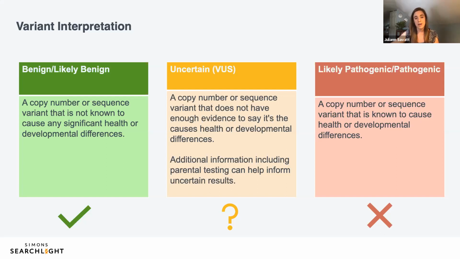Other times we can recommend or offer things like parental testing to help inform uncertain results. If parental testing, or testing mom and dad, wasn't done as part of initial testing, this can help clarify things in some cases. Understanding if the variant was inherited from a parent or if it's new and unique to the child can help us better understand that variant and its link to health or developmental differences.